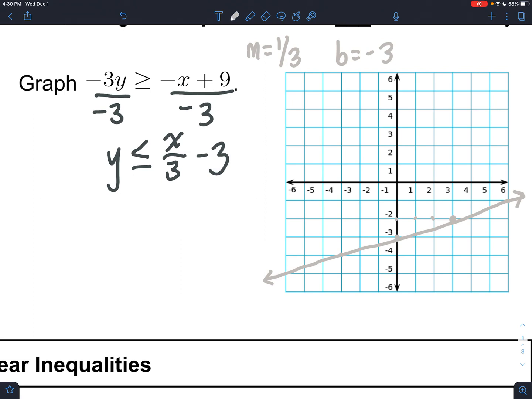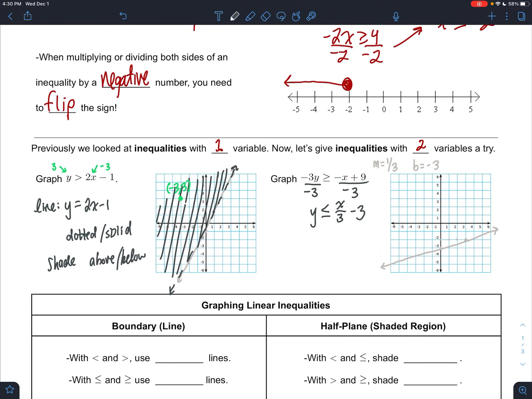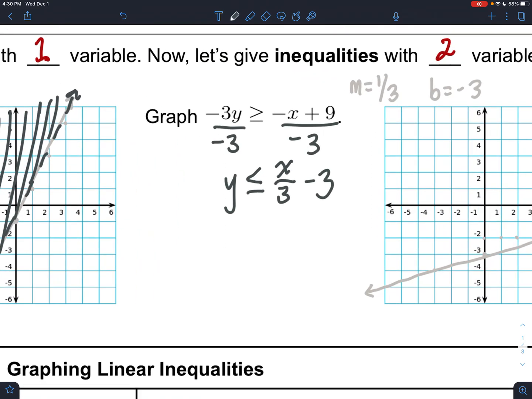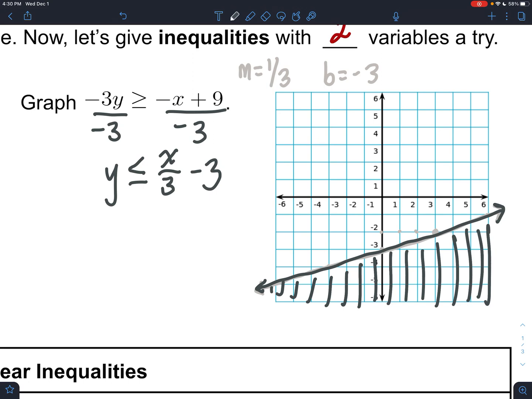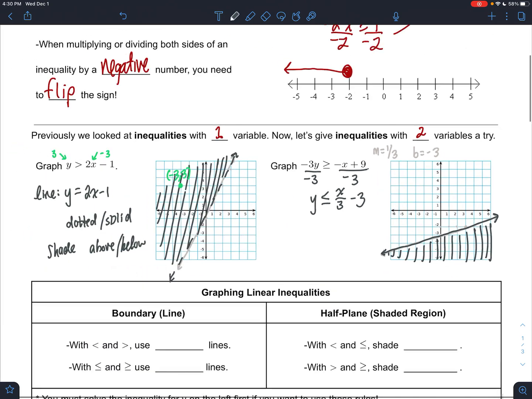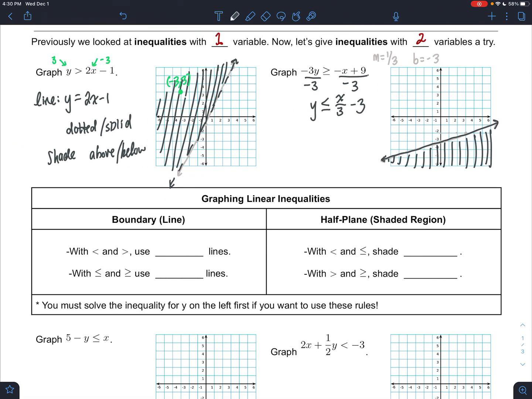But that's the line, right? In that earlier section, you'd be done. But now we're doing inequality, so we have to shade. Remember, it's two questions: do you dot it or make it a solid line, and do you shade above or below? This is an or equal to, so we do make a solid line. And because it's less than, we shade below. Okay, that's it. That's everything.